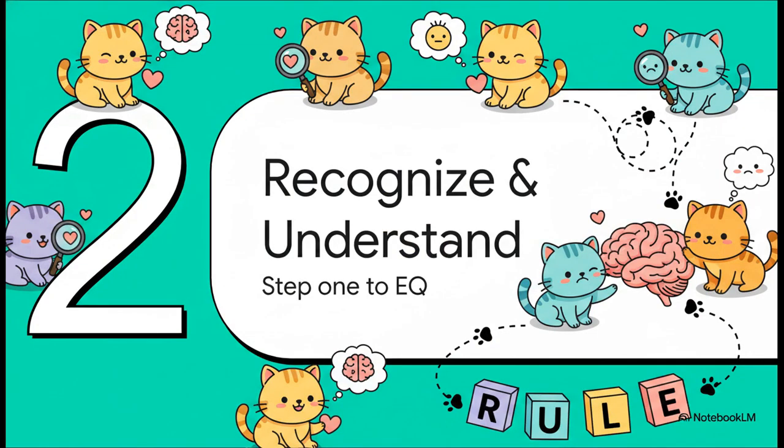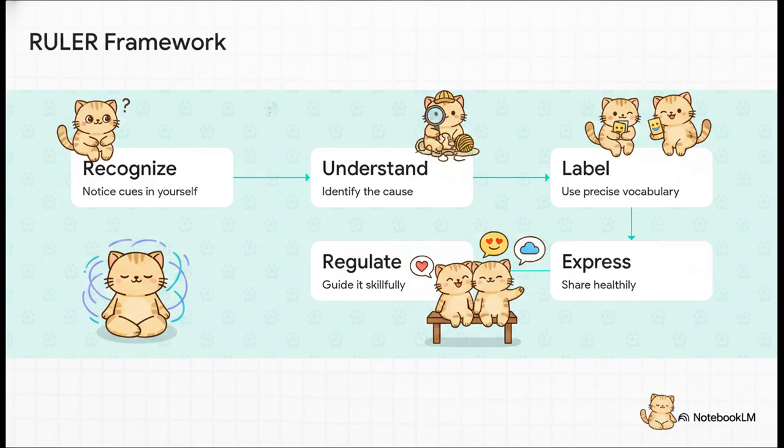Moving right along to Section 2, recognize and understand. This is step 1 to true emotional intelligence. So here's our mental map for the RULER framework. It lays out 5 sequential stages, taking us from that initial, tangled-up reaction all the way to total emotional mastery. And notice the order here, because it's important. You really can't jump straight to regulating your feelings. You've got to recognize what's actually happening first. So let's look at how to do exactly that.